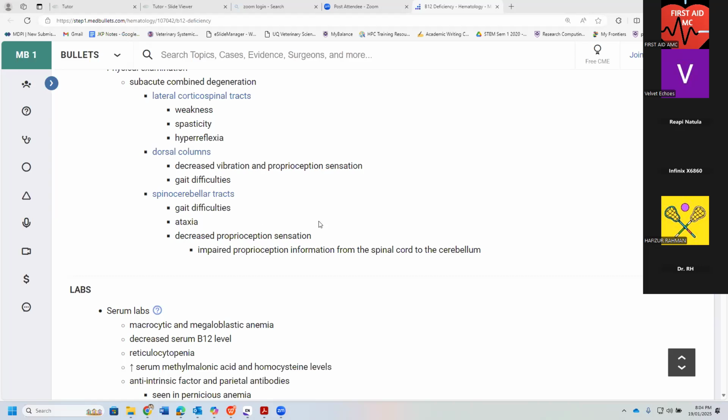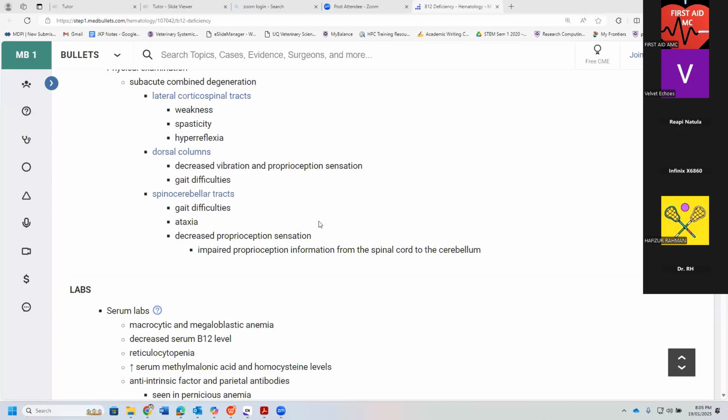All right, so lateral corticospinal tracts, we know these are the motor tracts. So weakness, spasticity, hyperreflexia. Dorsal column tracts, we know they are associated with vibration and proprioception. So if vibration and proprioception sensations are disturbed, then your balance is off. So gait difficulties will be present because of that, not because it is affecting your cerebellum. Spinocerebellar tracts will be affected, leading to gait difficulties, ataxia, and decreased proprioception sensation.